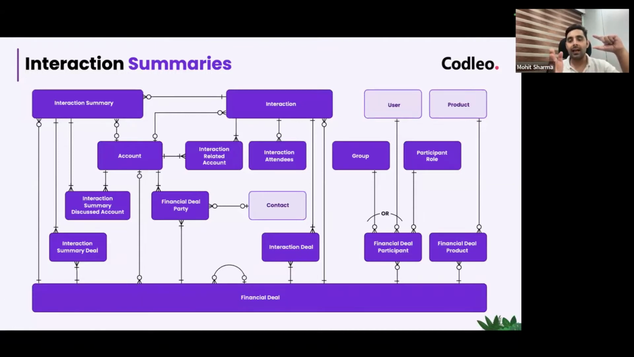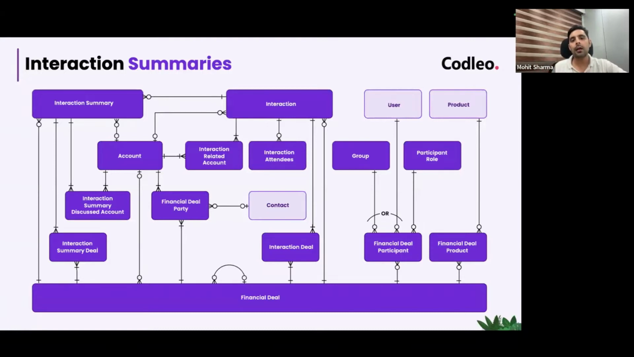But as an extra layer or as an add-on layer, I'm talking about this because in the earlier data model, which is your standard, and this is your add-on, you can actually see the capabilities of the interaction in terms of interaction summary and how many attendees have been participating, how many related accounts, because one interaction can be done with one account or multiple accounts as well. So this is how we can also relate it with one-to-many relationships.